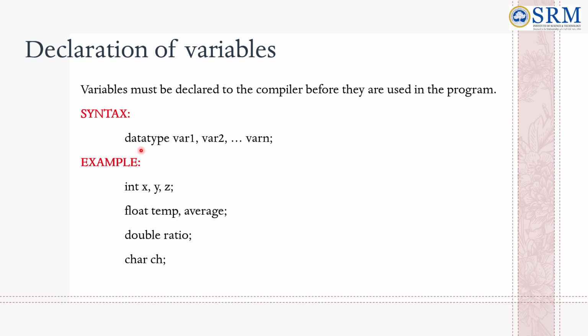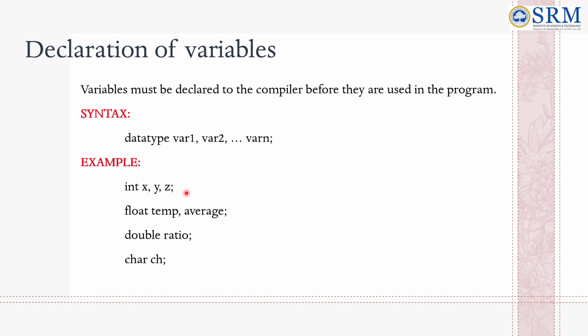Here is the syntax: data type followed by all variables to be given separated by comma and the line to be terminated with a semicolon. Here is the example. First line, integer. For integer, we use the keyword int for declaring the variable, followed by three variables given. The three variables are separated by comma and the line is terminated with semicolon. Next we have temp and average declared for float data type, and ratio declared as double data type, and ch declared as character data type.